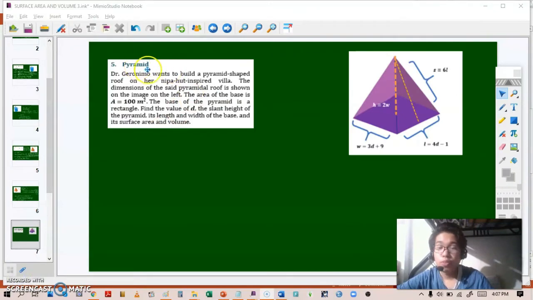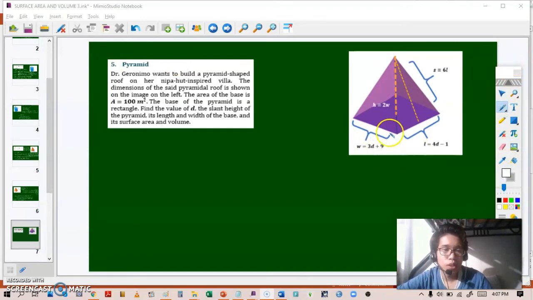Okay, so for our fifth problem, we have here a pyramid. Dr. Geronimo wants to build a pyramid-shaped roof on her Nipa hut-inspired villa. The dimensions of the said pyramidal roof are shown in the image on the left. The area of the base is 100 meters squared, and the base of the pyramid is a rectangle. So find the value of d, the slant height, the length and width of the base, and the surface area and the volume of the pyramid. Okay, so there are a lot of things that we need to find for this problem.